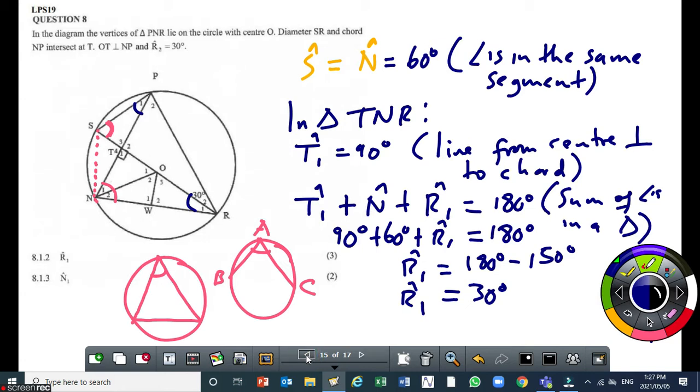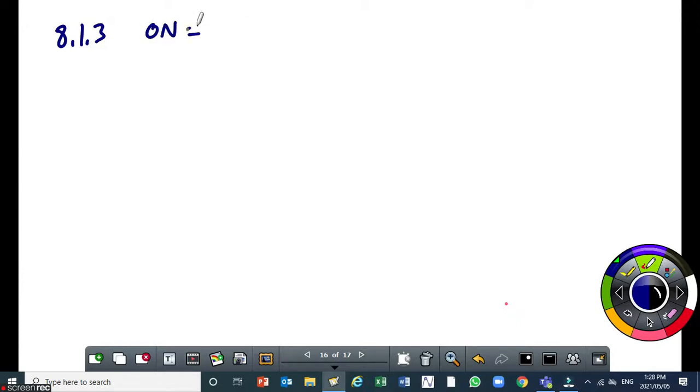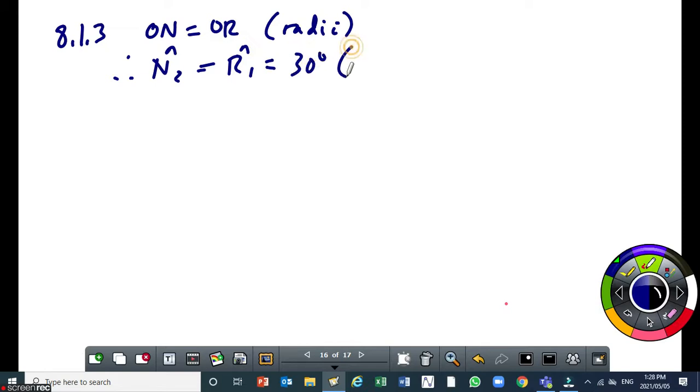I need to find N1, remember. So I'm going to find N2. That's how I'm seeing it. Remember, I'm not doing the question using a memo. So I'll find N1. But before I do that, I'm going to say ON is equal to OR, and my reason there is they are radii. Then I'll say therefore N2 is equal to R1, so both are equal to 30 degrees, and that's angles opposite equal sides.